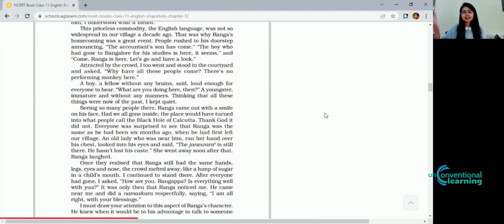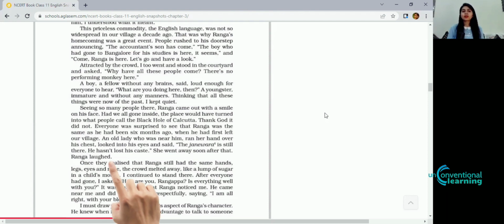So simple funny incidents happen, and these ladies, typical women we know, aunties who live in the neighborhood, have come here to see whether Ranga has lost his religion, whether his nose, eyes, ears, mouth, his face, everything is proper or not. You can see on the screen. Once they realized that Ranga still had the same hands, legs, eyes, nose, the crowd melted away like a sugar lump in a child's mouth. So you put a lump of sugar in your mouth, and see how it melts. Similarly, this crowd also melted.